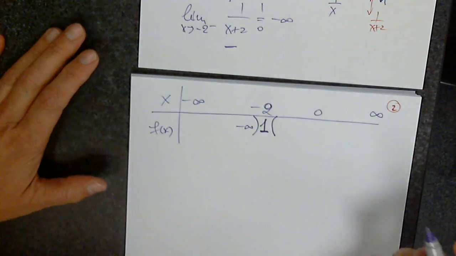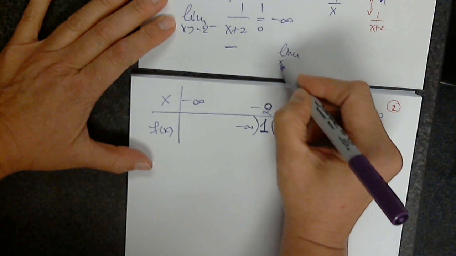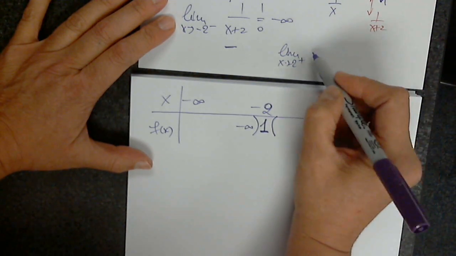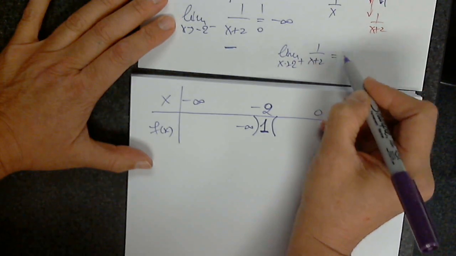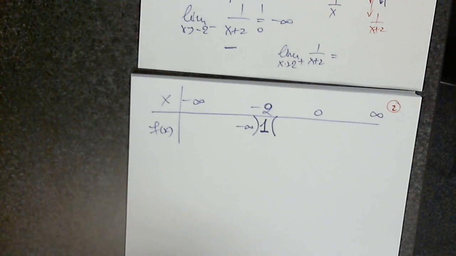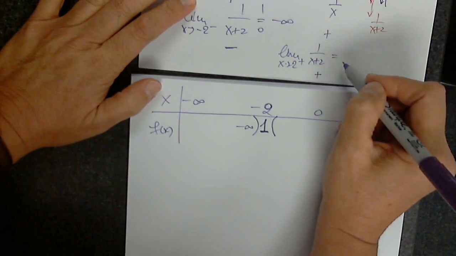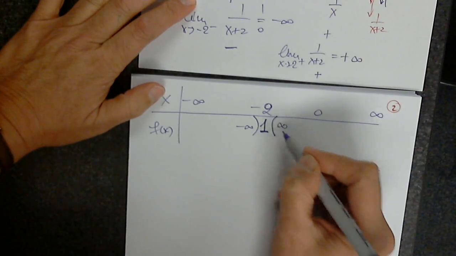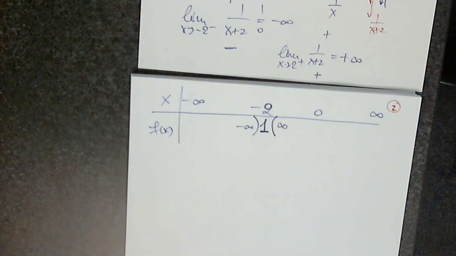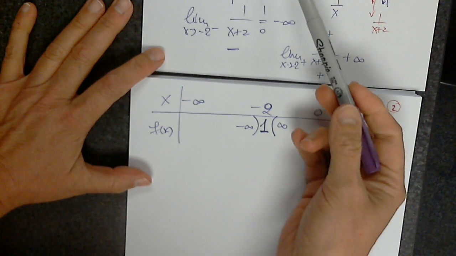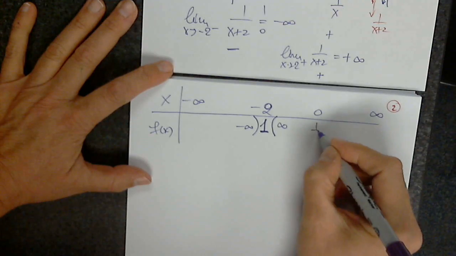Now the limit on the other side. Limit as x approaches -2 from the right of 1 over x plus 2. Again, it is 1 over 0. But when you plug in -1.9, the top is positive, the bottom is positive, so it's positive infinity. Now, when you plug in 0, when x is 0, y is 1/2.